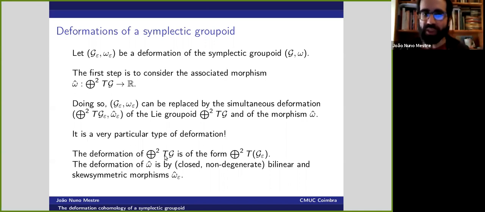So the deformation of TG plus TG is of the form T of a deformation plus T of the same deformation, right? And the deformation of the morphism is not by any morphisms, it's by bilinear skew-symmetric morphisms, which are even associated to a form which is closed and non-degenerate. So quite specific deformation. So now what we'll do is look separately at deformations of groupoids of this type and of morphisms of this type. Okay.